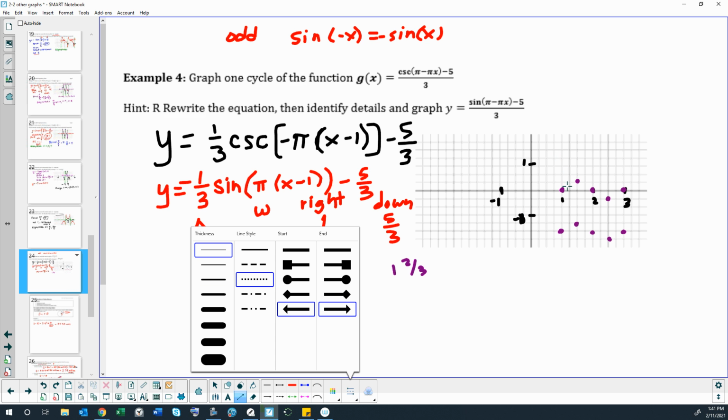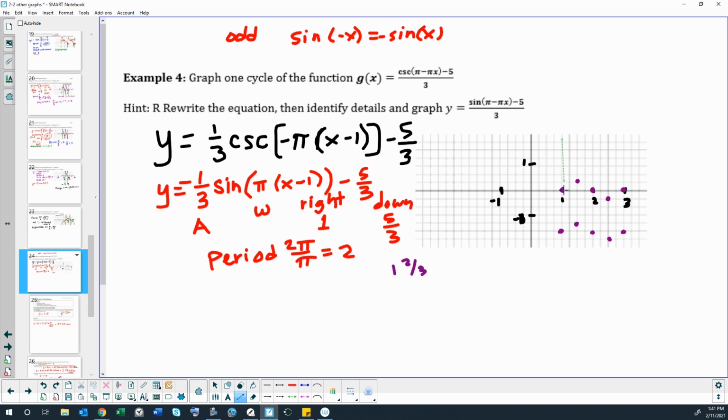So asymptotes happen where the sine graph crossed the x-axis before we transform base. I usually do those asymptotes before I do that vertical shift. So there those are. So now our cosecant graph should just be able to go in between here and here. That would be one cycle of the graph.